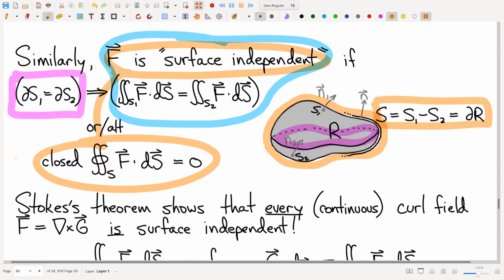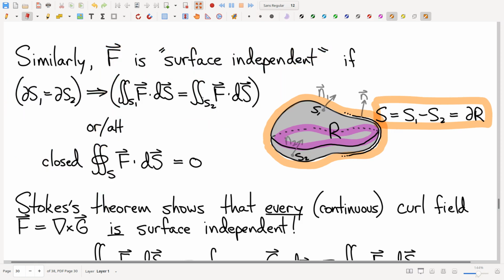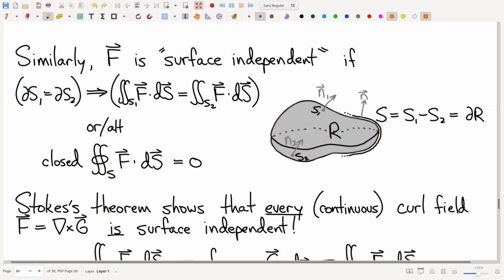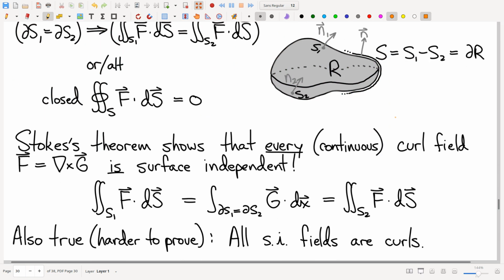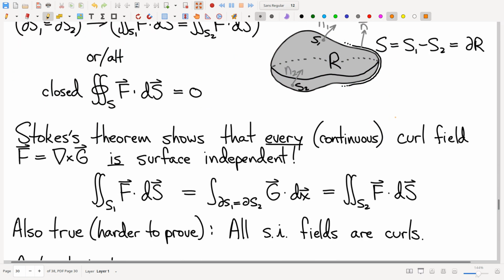Okay. All right, so let me address the question, are there any surface-independent vector fields? And in fact, yes, there are. In fact, Stokes's curl theorem does this for us. And the punchline is, all curls. You have to worry about regularity stuff, so yes, they have to be continuous. Let's not worry about that. But all curls are surface independent.